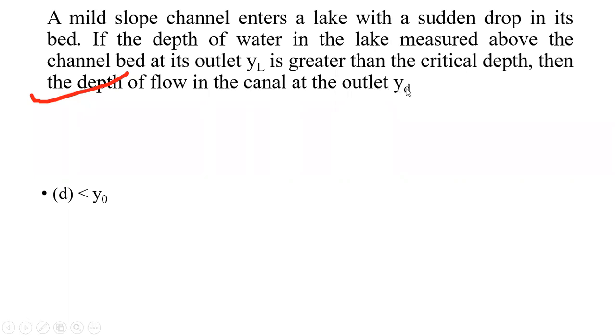What would be the relation of YD with respect to YL? I will go for it once again. A mild slope channel enters a lake with a sudden drop in its bed. If the depth of water in the lake measured above the channel bed at its outlet is YL, greater than the critical depth, then the depth of the flow in the canal at the outlet, that is YD, is: option A, YD equals YL.